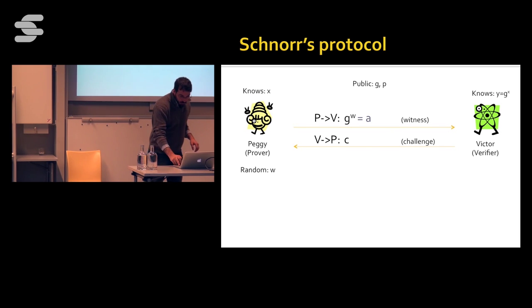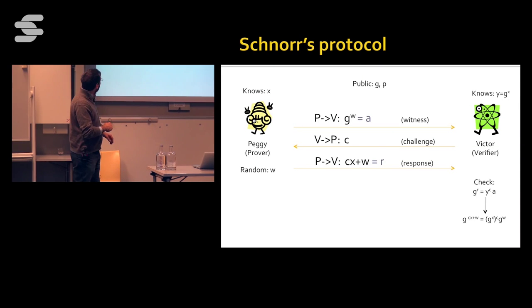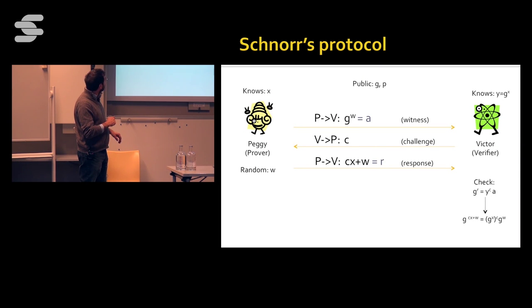And then finally, Peggy uses W, uses the secret X. Somehow you have to use the secret X, otherwise you don't prove anything about it. That's the last message, so that's the moment where the X has to be used. You also have to use C somehow. And then Peggy computes a response, and this response is a very simple computation, which is C, the challenge, times X, the secret, plus W, the initial witness, and that's the response. So a three-step protocol: a witness, a challenge, a response, okay?